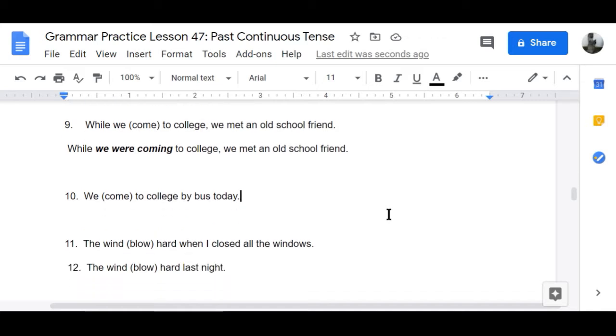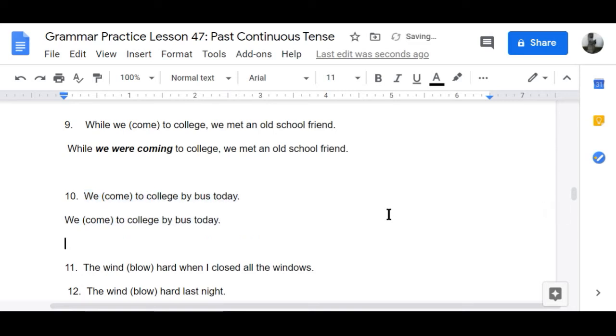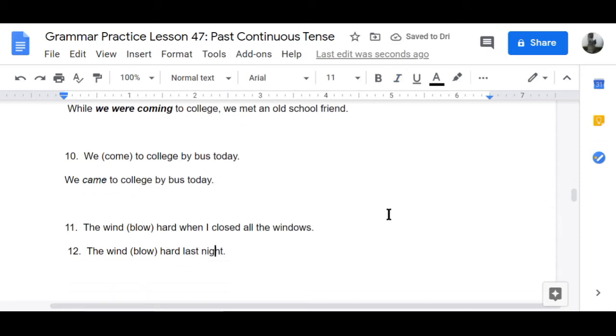10. We to college by bus today. We come, came. We came to college by bus today.